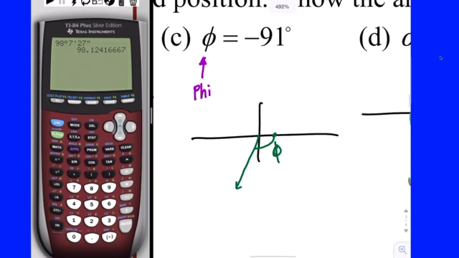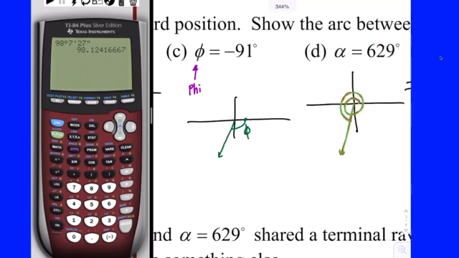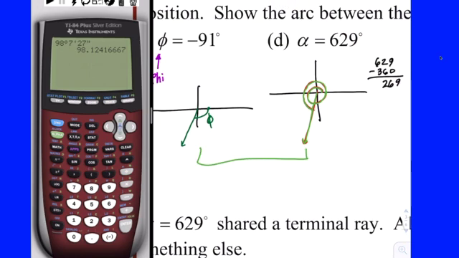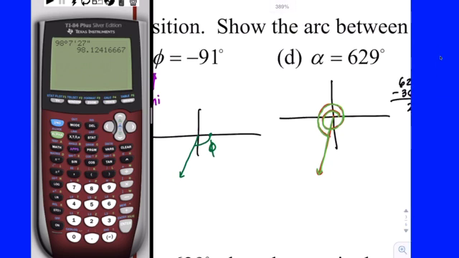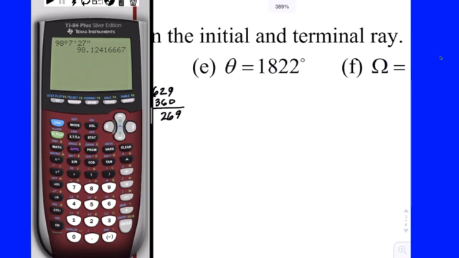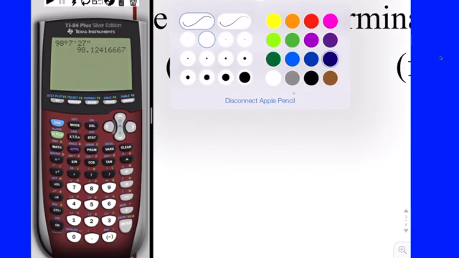What did you notice about angle C? How far was it from the y-axis angle measure? 1 degree, right? These two angles right here, they terminate at the same place, right? That's kind of interesting. Does that mean they're the same angle? No, they're not. 629 is a much bigger angle than negative 91, but they stop at the same place. They share a terminal ray. They have a name.